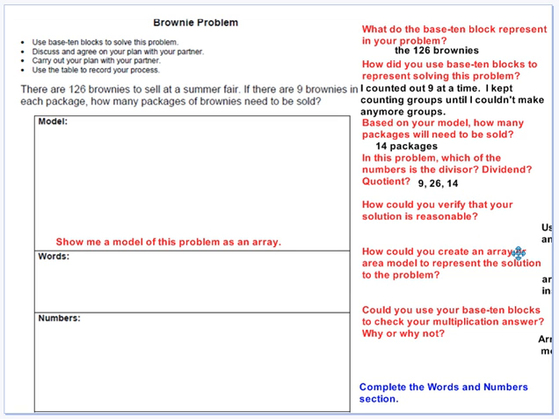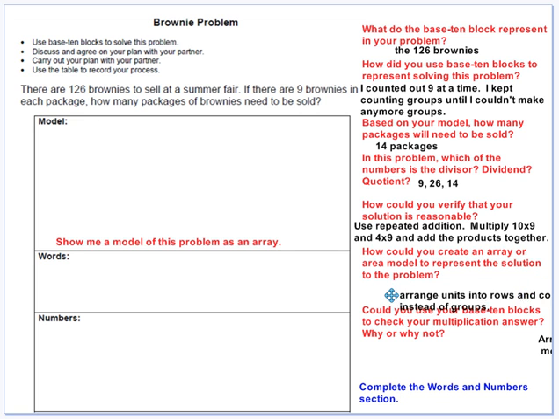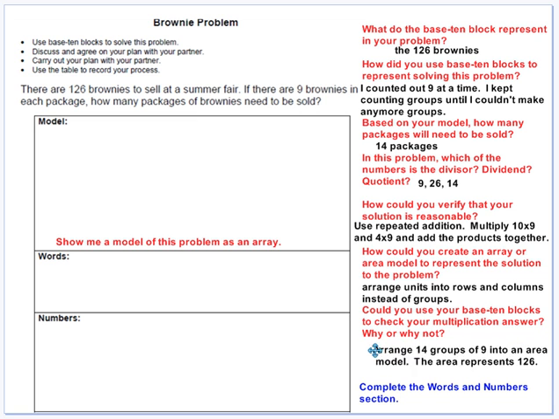How could you verify that your solution is reasonable? We can use our repeated addition. Multiply 10 times 9 and 4 times 9 and add the products together is one way to figure out if we're close. How could we create an array or area model to represent the solution to the problem? Well, we can arrange our units into rows and columns instead of into groups, and then we get our area model in a rectangle, right? Just like we did with multiplication. So can we use our base 10 blocks to check our multiplication answer? Well, yeah, we're going to have arranged 14 groups of 9 things into an area model, and that's going to give us our 126 brownies.